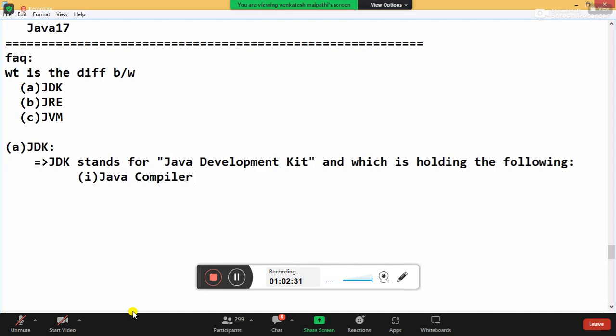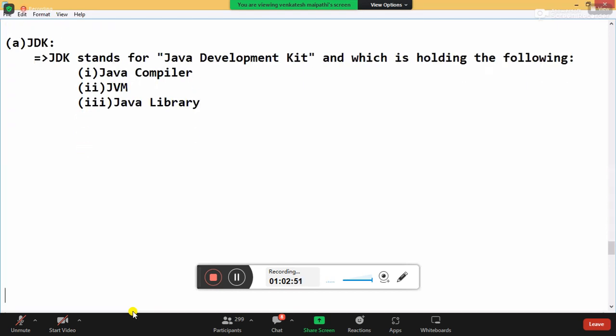Java compiler, JVM, Java library. JDK stands for Java Development Kit, and which holds the following: Java compiler, JVM, and Java library. Three components will be there.